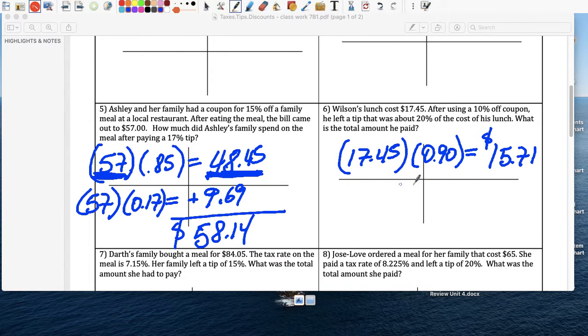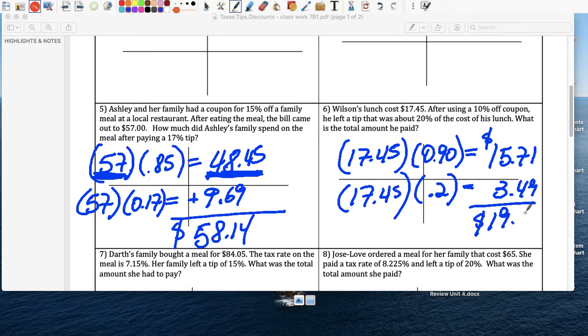So the tip is going to be based on, again, we come to that dilemma. Should we tip him based on the new price after the discount or the original? I am going to say the original, and that's maybe something you can ask your parents what they would do. Times 0.2. So 17.45 times 0.2, and the tip would be 3.49. Okay, so that would give us a total that we would leave on the table of $19.20.